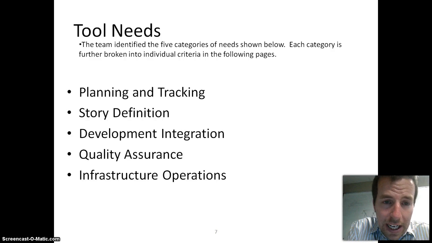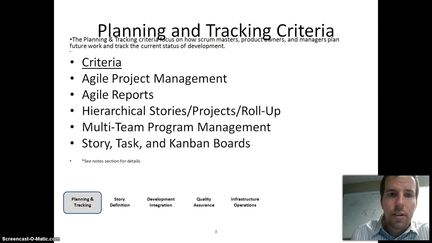So here were our tool needs. These are kind of our categories. We were interested in planning and tracking, story definition, development integration, quality assurance, and infrastructure and operations. Inside of planning and tracking, some of the categories were project management, reports, stories, multi-team roll-up, story, task, and Kanban board. So again, this is kind of the basic criteria of what most people are interested in when looking for an Agile tool.